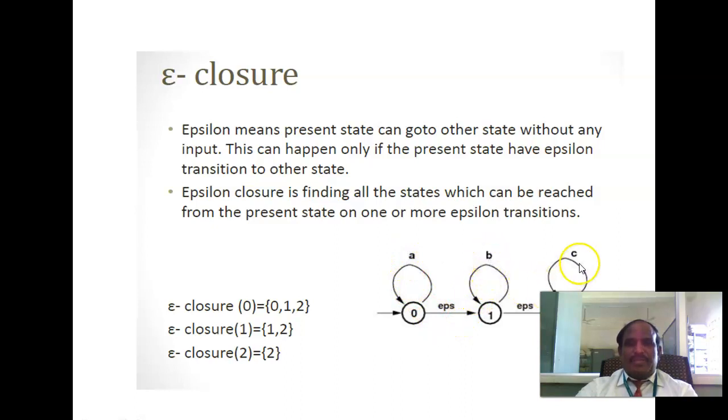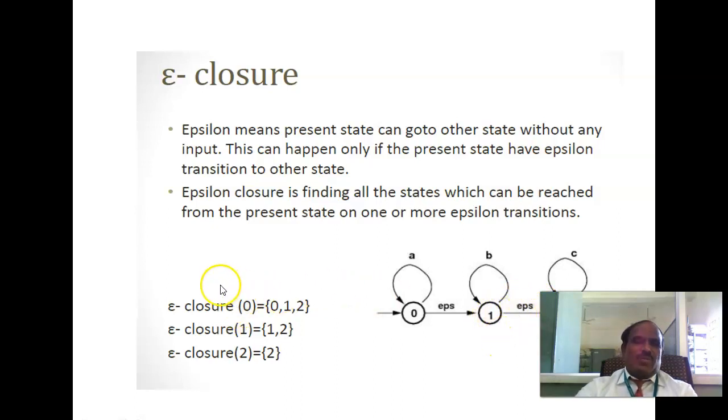Here is the B, here is the C input. So without an actual input, we can move from one state to another state. From 0 to 1 we can move without an actual input. That's called epsilon. From 1 to 2, without an actual input, we can also transition, from Q1 to Q2, with the epsilon edge.